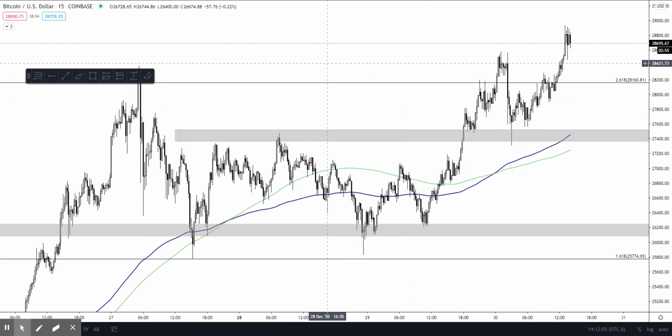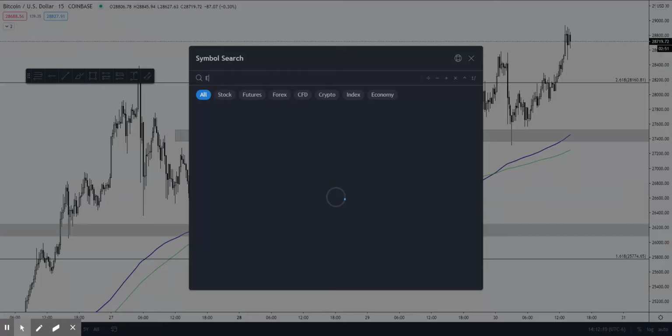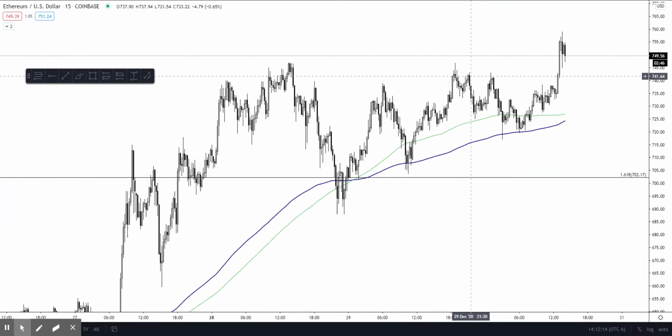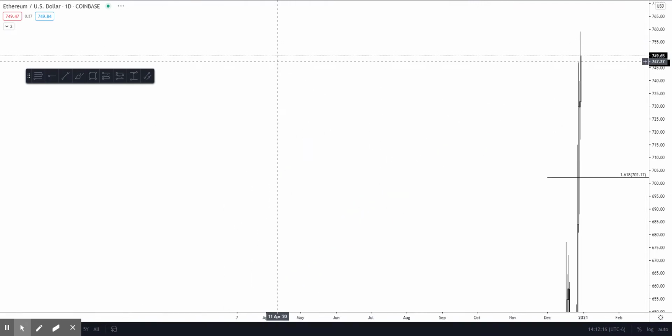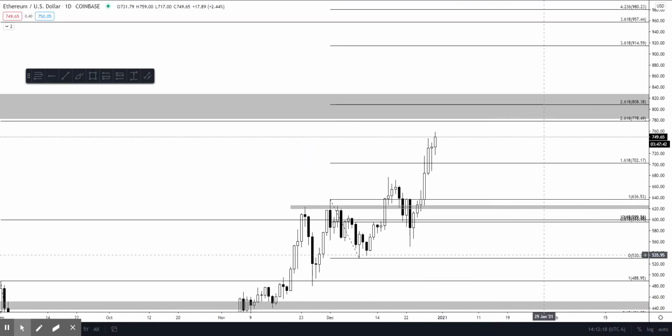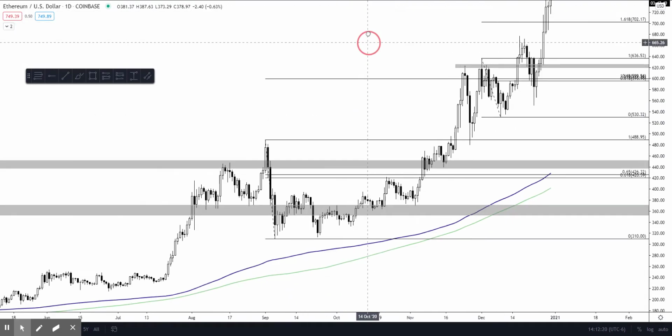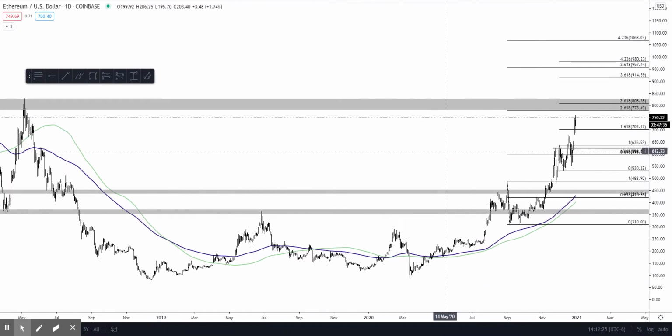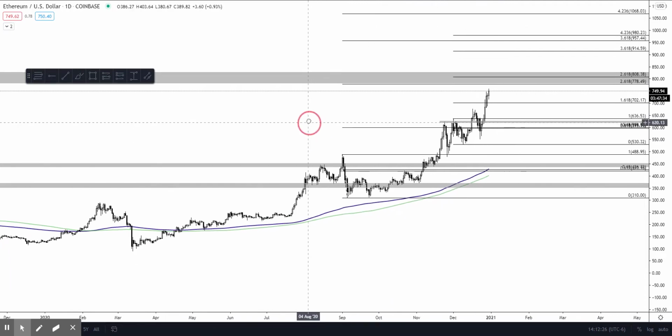All right, so that's Bitcoin. I don't think there's too much else we need to talk about. We will talk about ETH USD. ETH USD is getting a lot of hype at the moment, and we'll talk about why. This is a brand new analysis. We do have some drawings on. I wasn't expecting that. All right, so let's take a look.